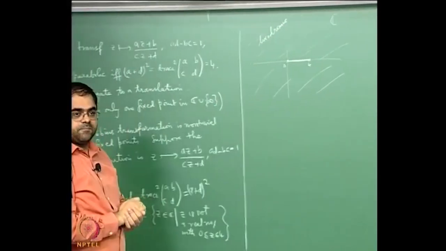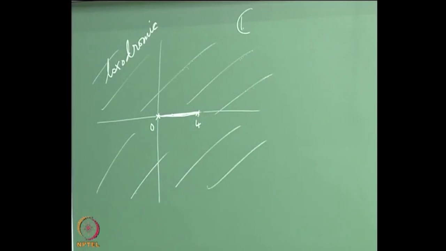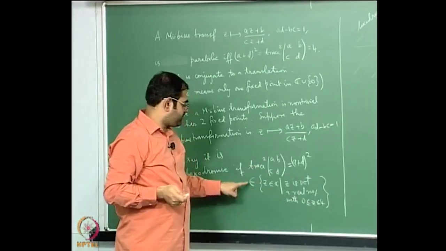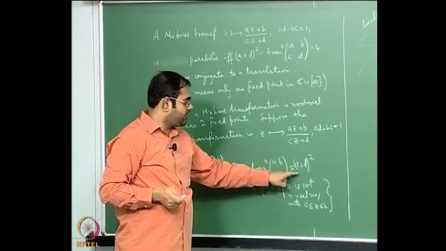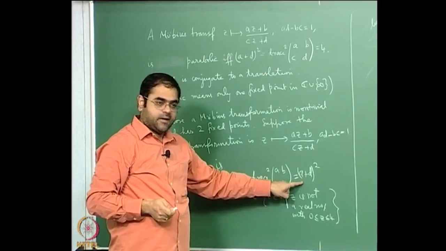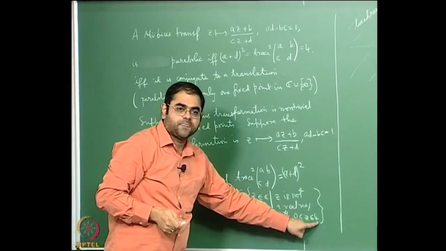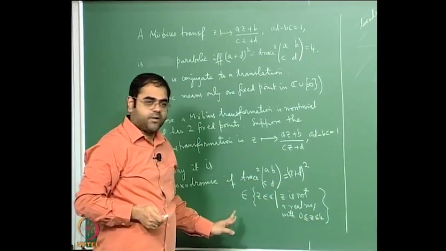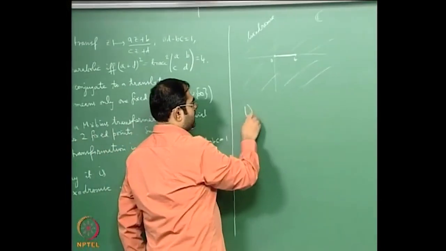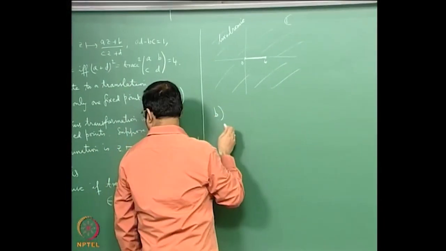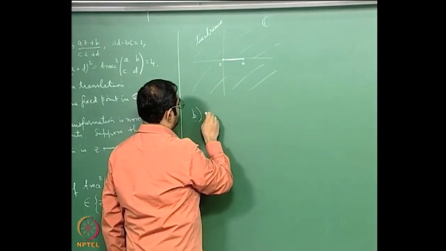It's called loxodromic, all right. Notice that if trace squared... what is left out is the case when trace squared is real and lies between 0 to 4, okay, that's what is left out. So that gives you two other cases. So let me write this down.